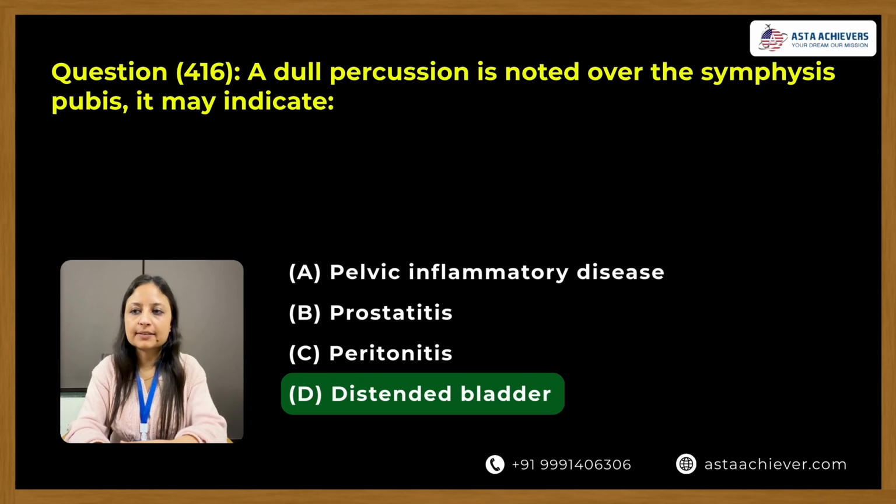Question number 416. A dull percussion noted over the symphysis pubis may indicate: option A, pelvic inflammatory disease; option B, prostatitis; option C, peritonitis; and option D, distended bladder. So option D, distended bladder, is the correct answer.